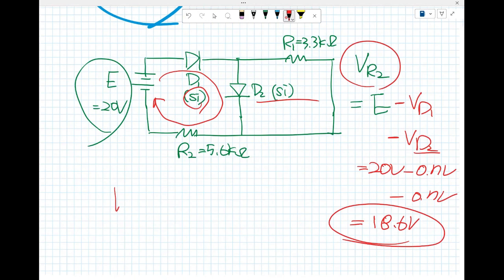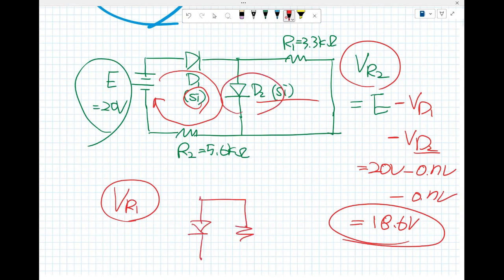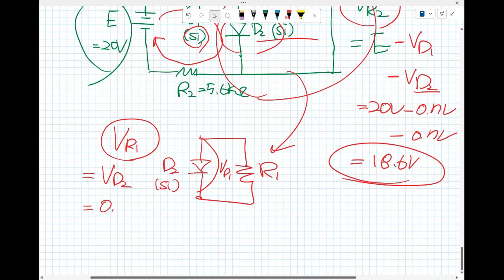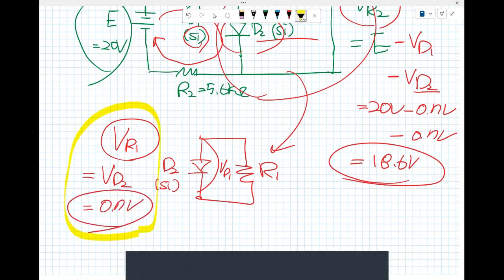And then what is V sub R sub 1? You don't need to calculate it by using Ohm's law. Here is the pattern. See that? Just like this one, you can draw it like this one here, right? This is the pattern. V sub R sub 1 is V sub D sub 2, right? What is V sub D sub 2? Silicon, the 0.7, yes. Here we go, right there.